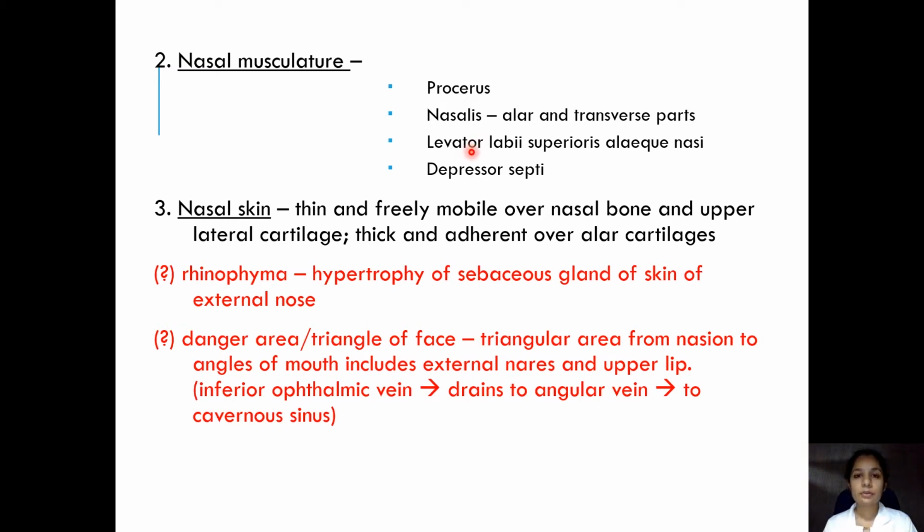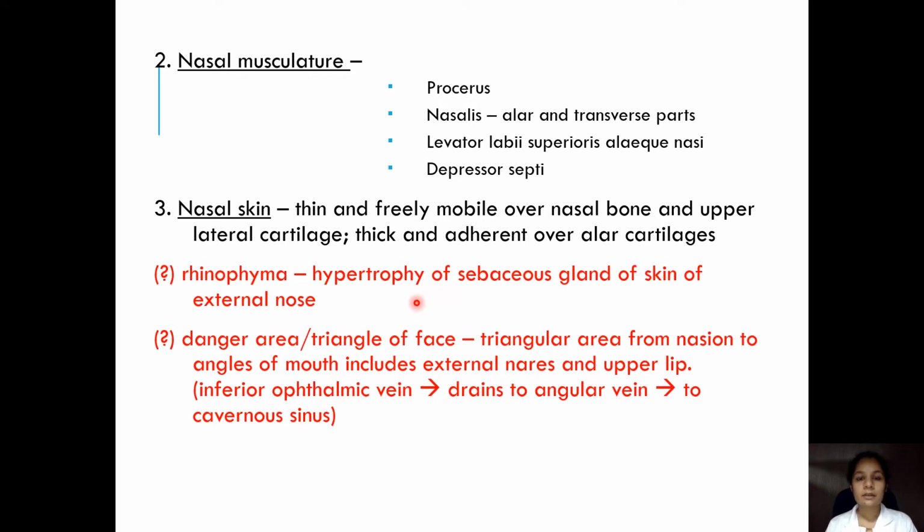Now skin over the nose is thin and freely mobile over the nasal bone as well as the upper lateral cartilages, but it is thick and adherent over the alar cartilages. Hence, any furuncle in this region is painful. Now what is rhinophyma? It is a condition of hypertrophy of the sebaceous glands of the skin of external nose, which gives a bad cosmetic appearance.